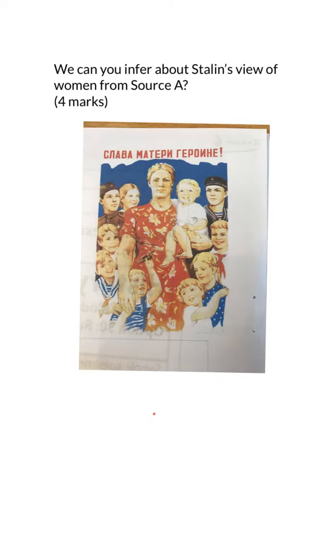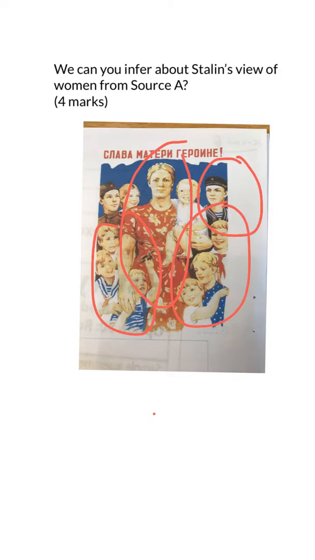Now, the first thing that we can do is have a look at what it shows us. The first thing it shows us is a woman in the middle, and she has lots and lots of children surrounding her. And in the background, she has 2 sons. One is in the uniform of a sailor, and one is in the uniform of a soldier. Now, what can we infer about Stalin's view of women?